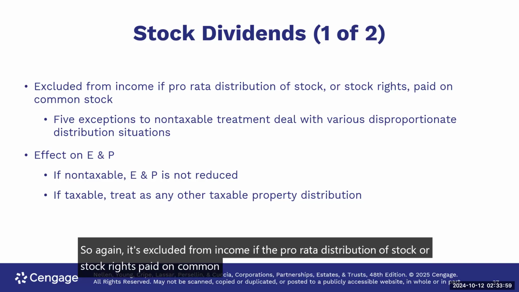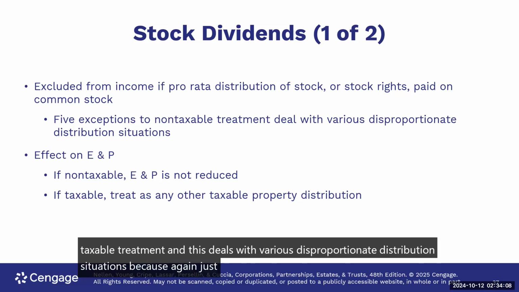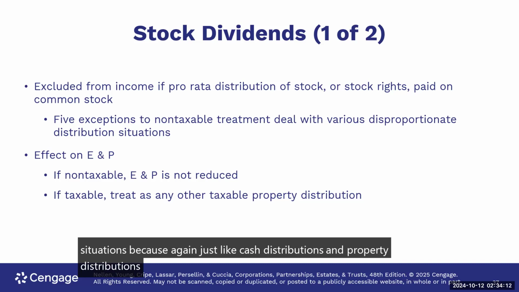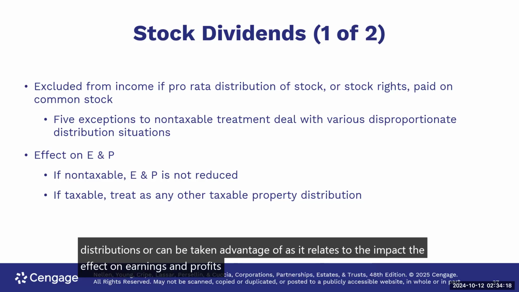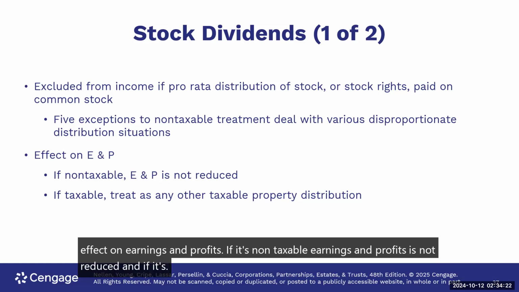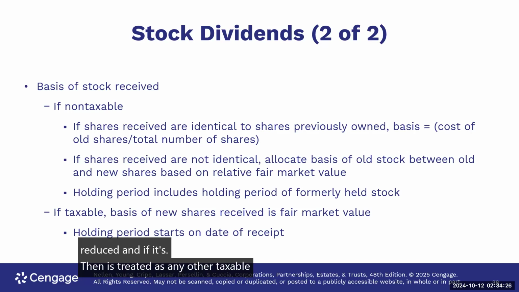So there's 5 exceptions to non-taxable treatment, and this deals with various disproportionate distribution situations, because again, just like cash distributions and property distributions, they can be taken advantage of. As it relates to the effect on earnings and profits, if it's non-taxable, earnings and profits is not reduced. And if it's taxable, then it's treated as any other taxable property distribution.